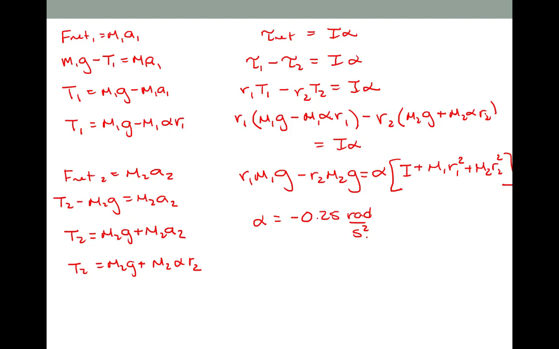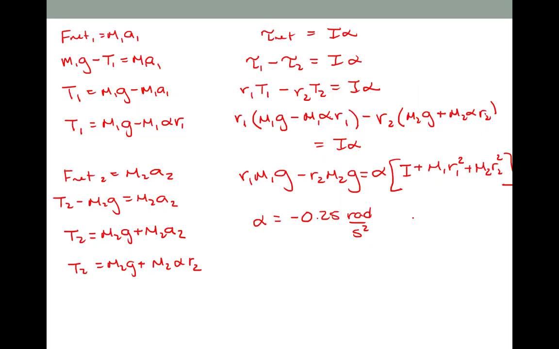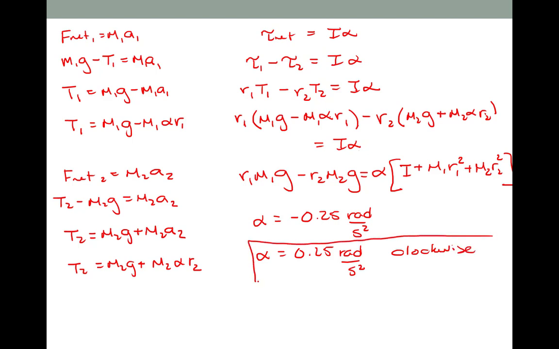Okay, so what does that negative mean? Well, remember back at the beginning, we assumed how this was going to move. We assumed that mass 1 would go down, mass 2 would go up, and that the pulley would rotate counterclockwise. The fact that this is negative tells me that alpha is actually 0.25 radians per second squared in a clockwise direction. So I chose backwards.